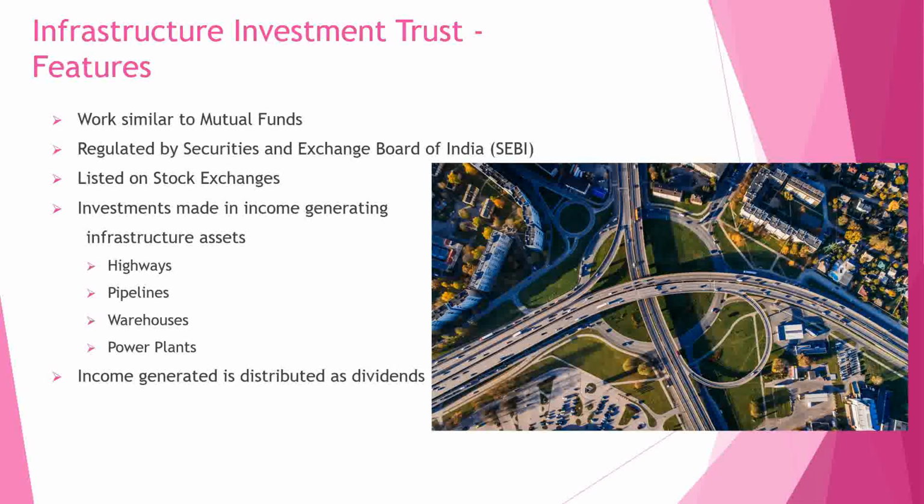The money collected from the investors is invested in income generating infrastructure assets such as highways, pipelines, warehouses, and power plants. The income generated by the infrastructure investment is distributed among investors as dividend.